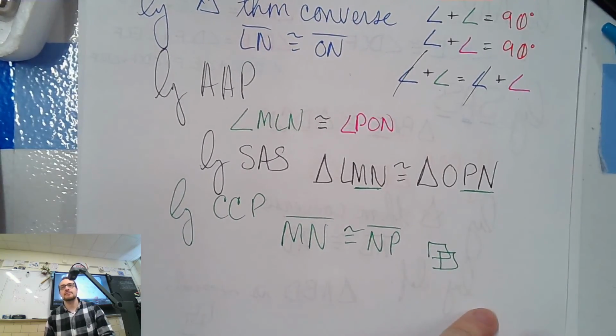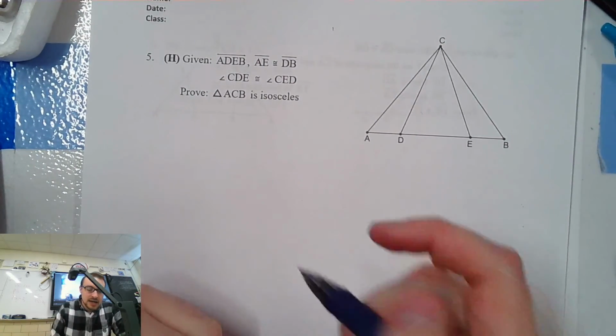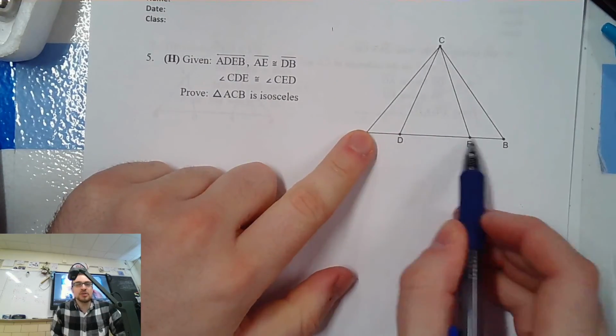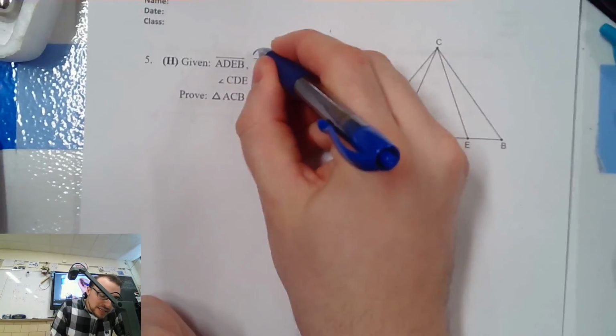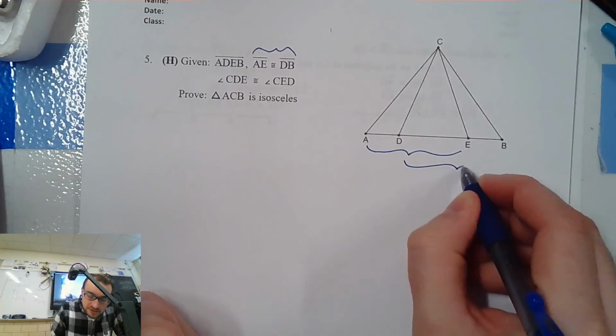Number 5 is for homework. I want you to try it for real. Let's label the diagram together. This means A, D, E, B is a line. That's all it's telling you. So it's telling you those points are collinear, okay? So you can assume that it's a line. AE and DB are the same. So check it out. That means this.